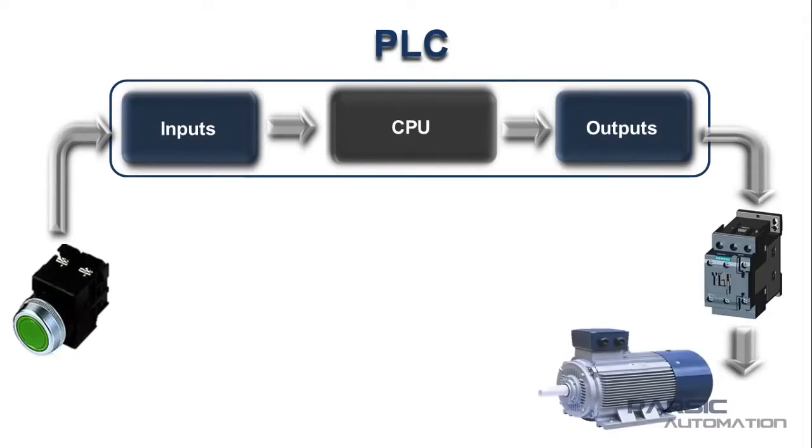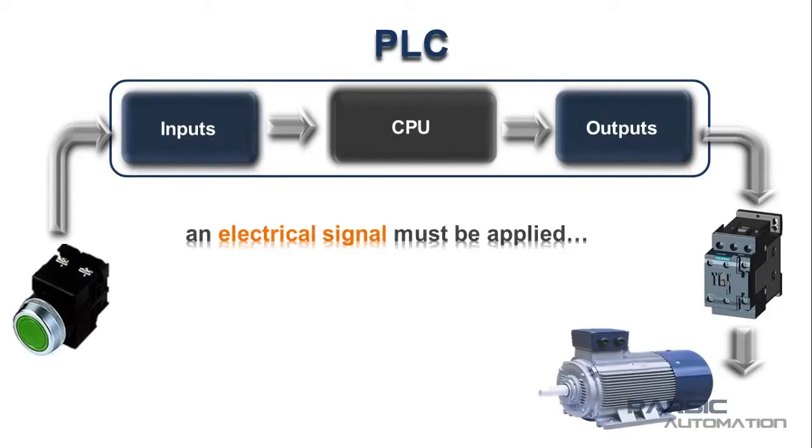So, in order to activate the contactor, an electrical signal must be applied, and the PLC output uses the CPU's logical data to send electrical signals to the contactor. Like the PLC input signals, the output signal can be either a current or voltage signal.